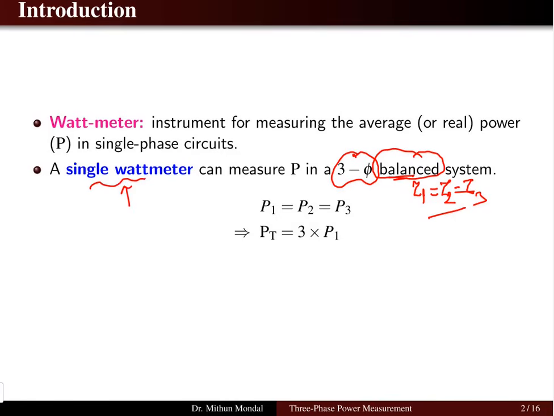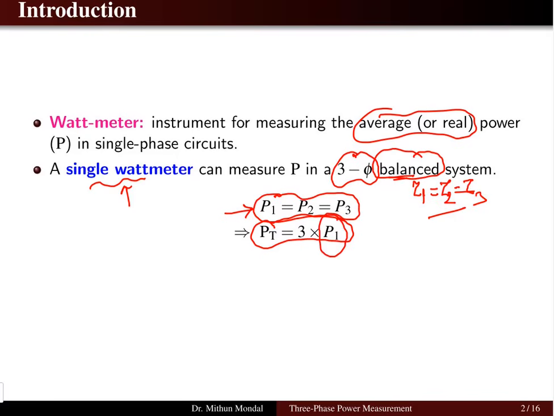The reason is the power in all the three phases will be equal, which is P1 for the first phase, P2 for the second phase, and P3 for the third phase, each measuring the average or the real power. Then the total power is given as 3 times the power in one of the phases. So if we measure the power in one phase and multiply it with 3, then we get the total power of the three-phase system.